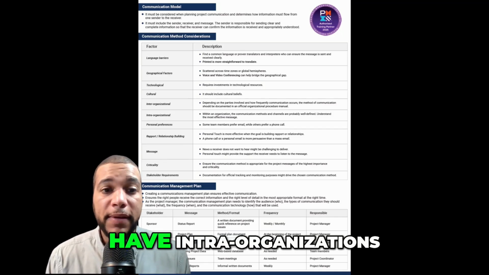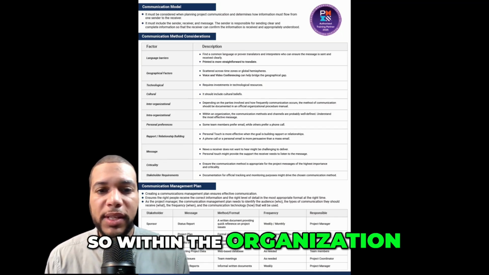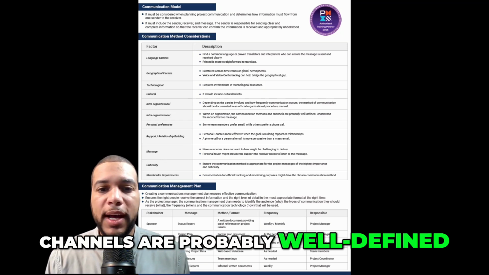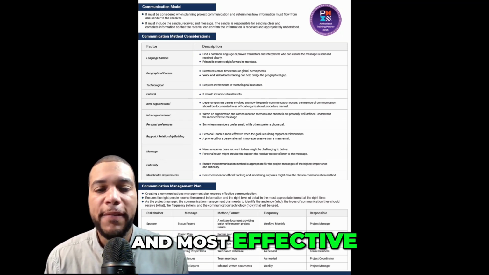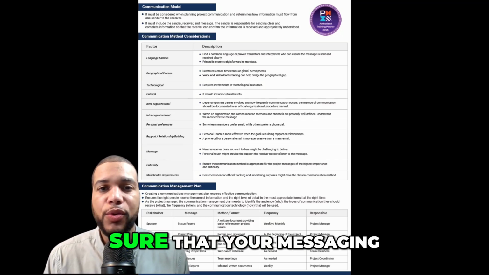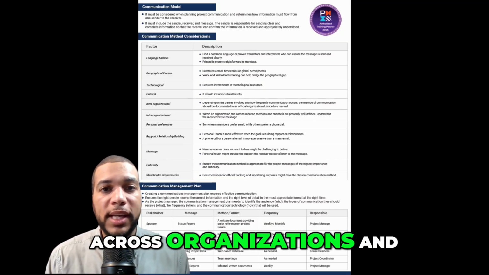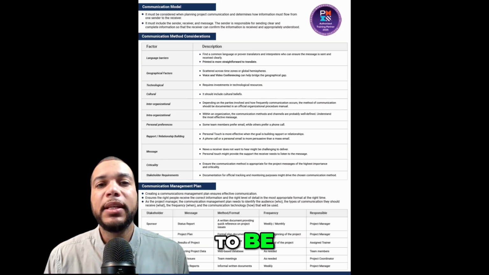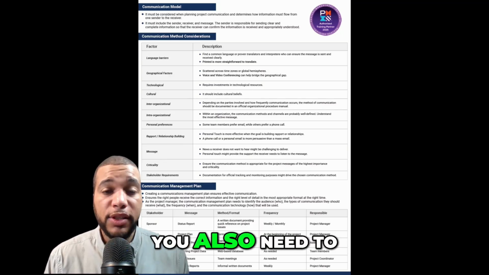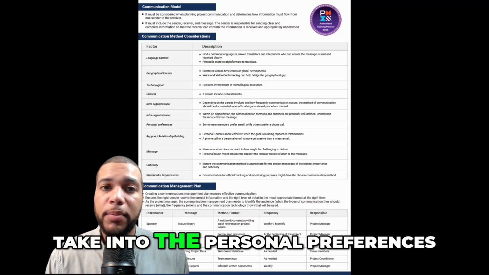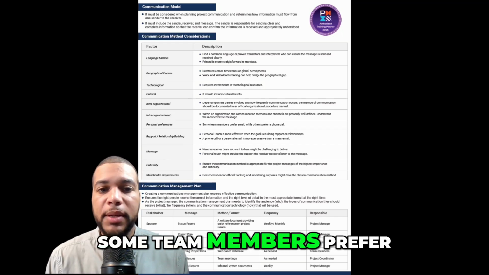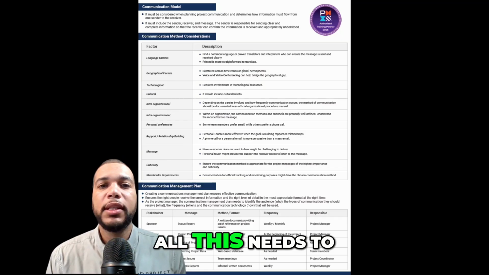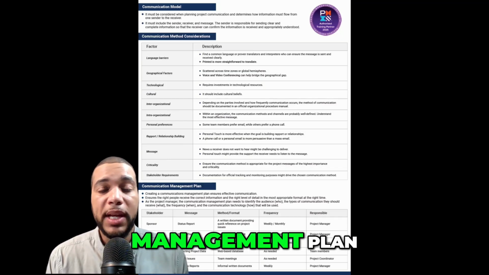And then we also have intra-organization. So within the organization, the communication methods and channels are probably well-defined, understood, and most effective. So you want to make sure that your messaging across organizations and within the organizations, what we were talking about as intra, is coordinated and joined. You also need to make sure that you take into account personal preferences. Some team members prefer email while others prefer a phone call. All this needs to go into your communication management plan.